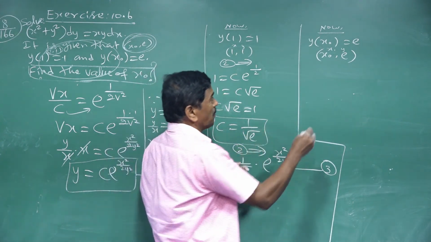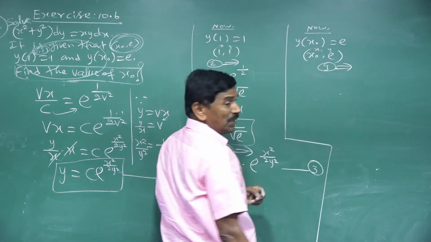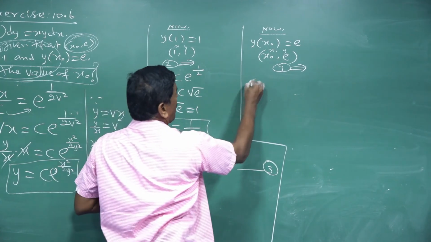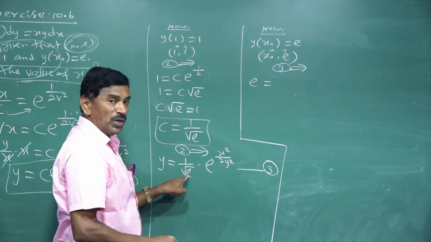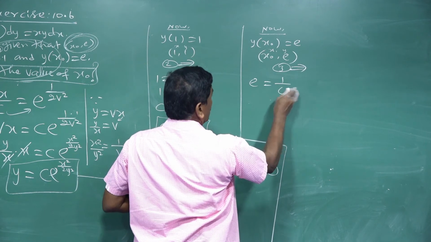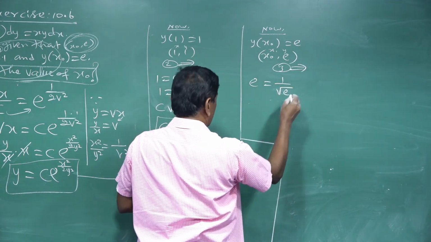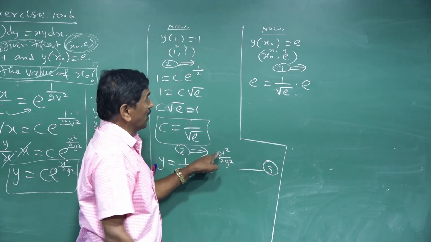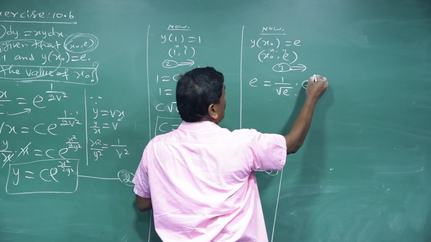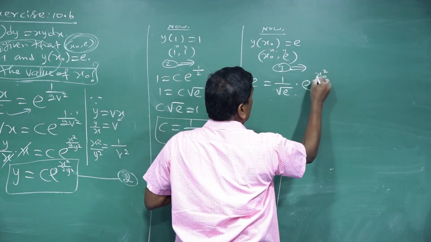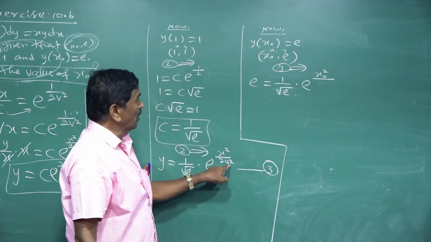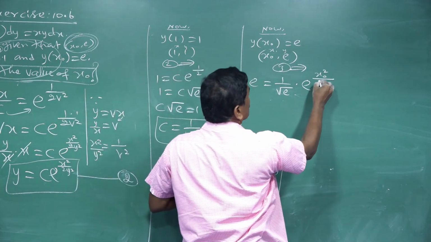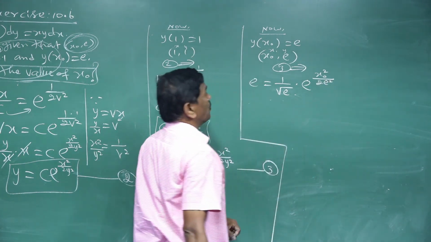That is, 3 becomes: left hand side y, where y is equal to e, is equal to 1 by root e as it is, into e power x square by 2y square, where x equal to x0, therefore x0 square, divided by 2y square, y equal to e, therefore 2e square. So up to this it is ready.